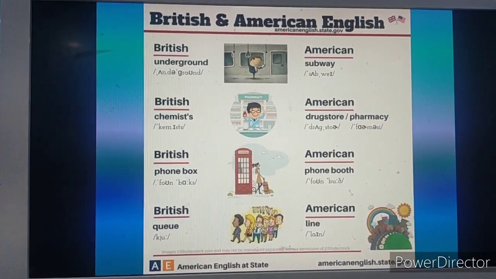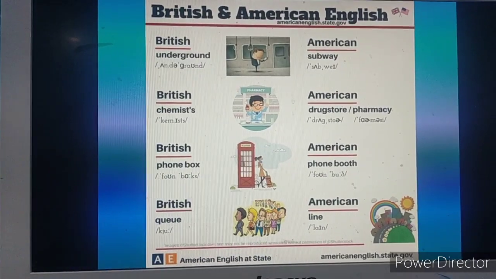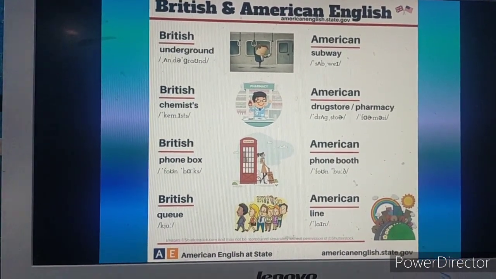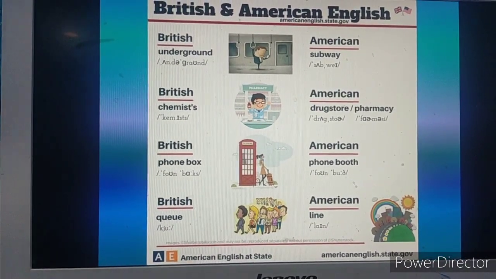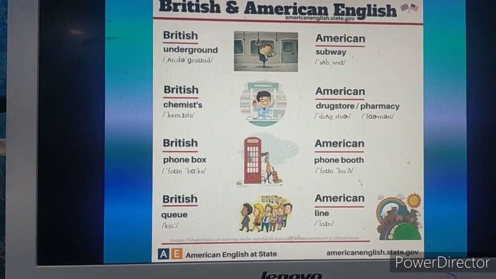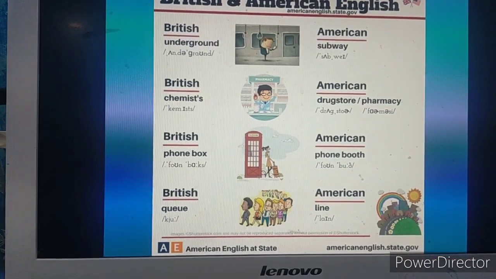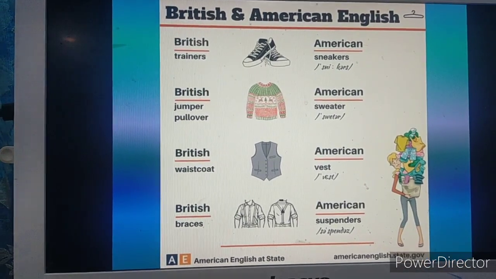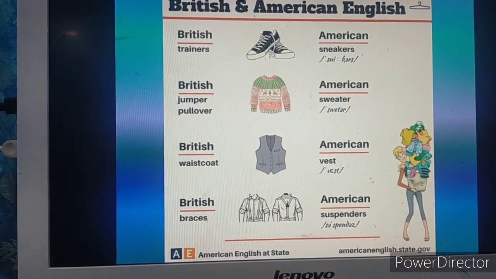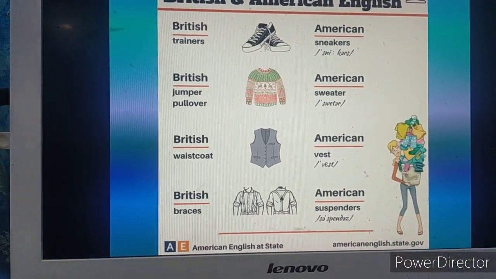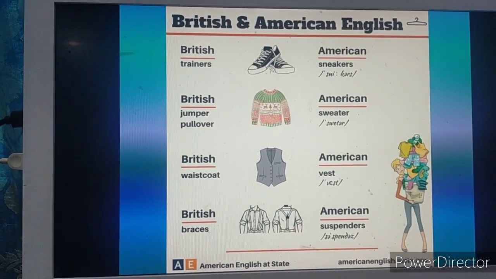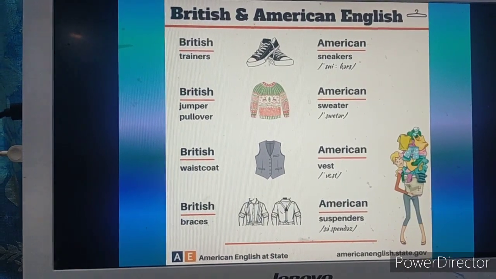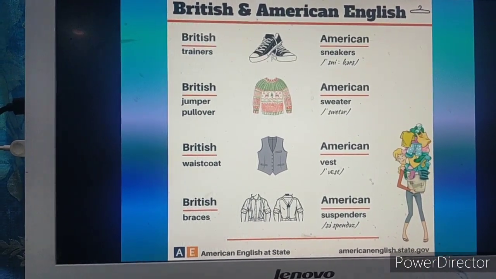For instance, the word underground, the American alternative is subway. Chemist, as I told you, is pharmacy or drugstore. Phone box is phone booth, and British queue is American line. Some more interesting alternatives: the British would talk about trainers, and Americans would call them sneakers, and sneakers is a very, very common word that we normally use. I do not remember ever using the word trainers for my sneakers.